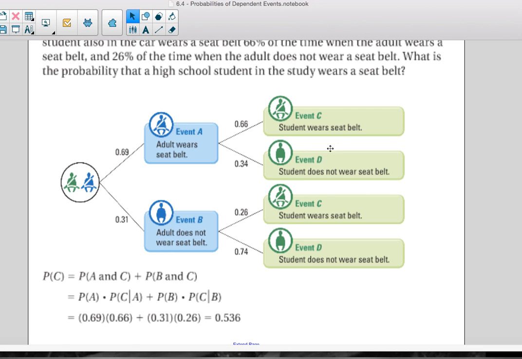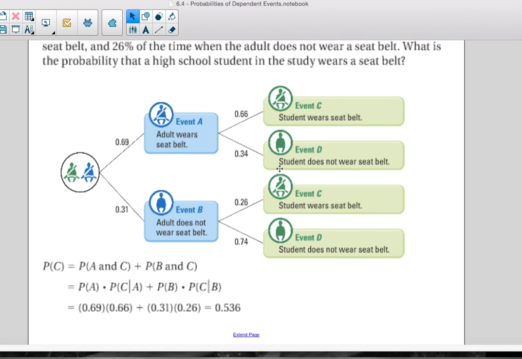So to get to the student wearing a seatbelt from the adult, it's 0.69 times 0.66, plus there's another favorable way to get the outcome, 0.31 times 0.26. So overall, you get 0.536, so there's a 53.6% chance that a high school student in this study is actually wearing a seatbelt, which seems very low, but that's what the data says.